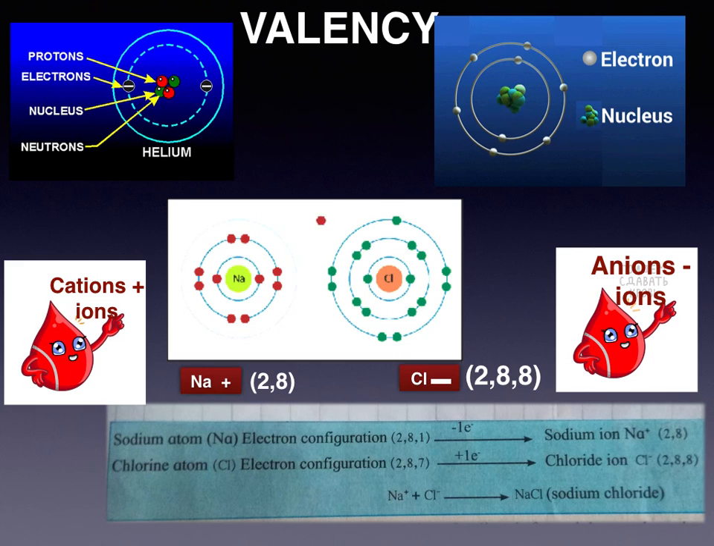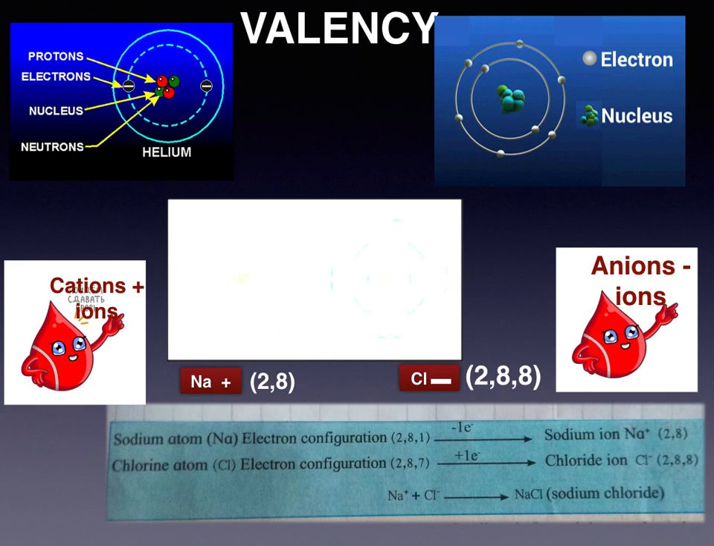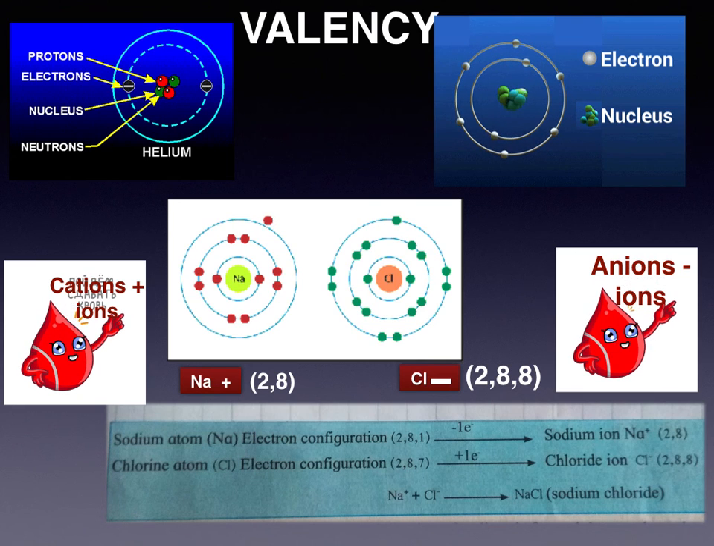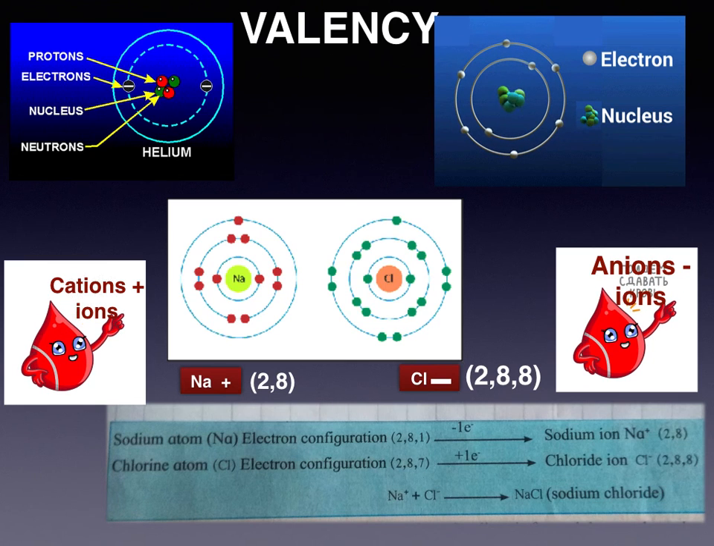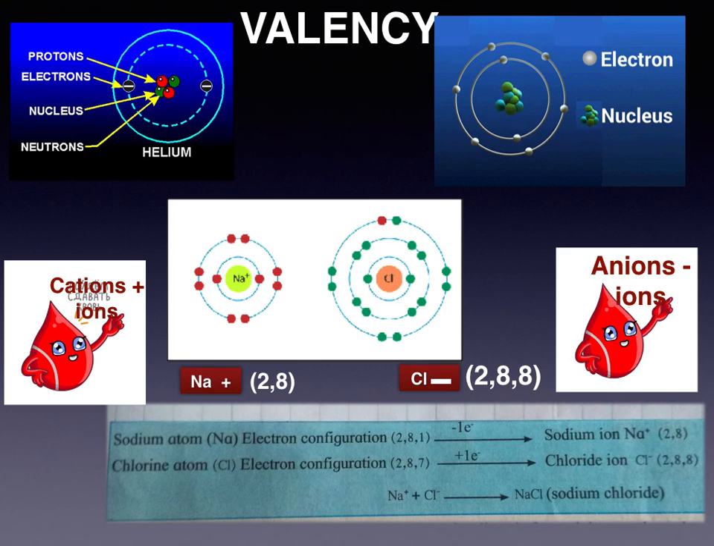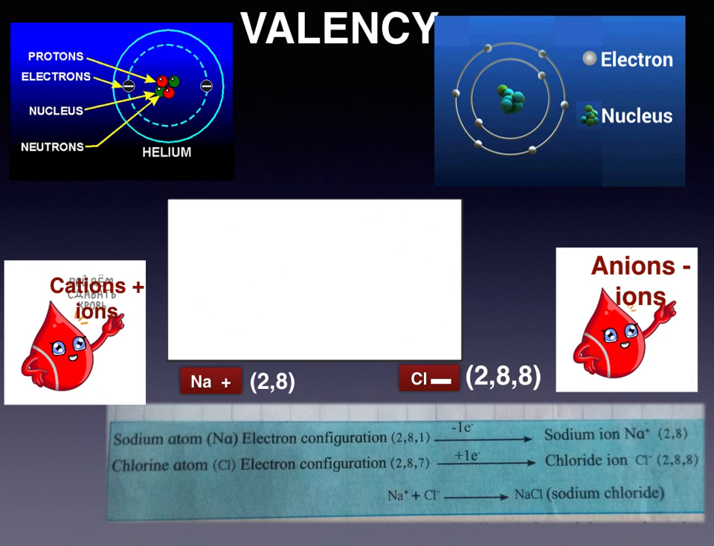So children, by now we know that in an atom, electrons revolve around the nucleus while protons and neutrons are inside the nucleus. The question is, how do electrons revolve? Do they move randomly or do they follow a specific route? How are they arranged? The answer to this is electronic configuration.